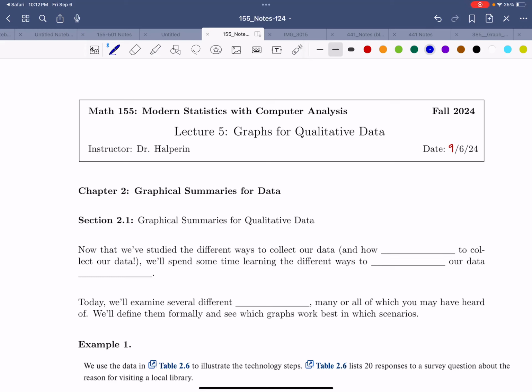This is the first video for SLO 3. We're covering section 2.1 from the book, where we look at graphs for qualitative data. The next section we'll look at histograms.